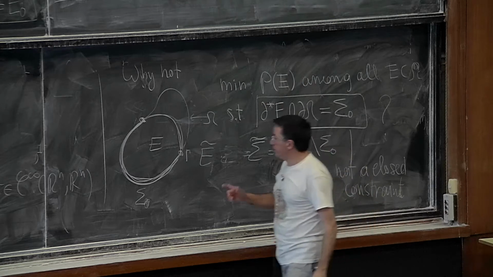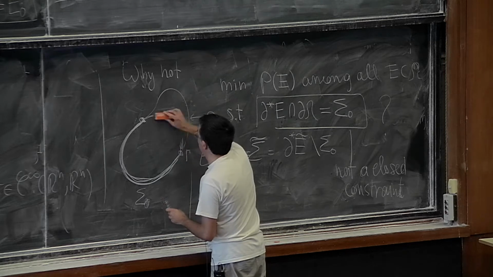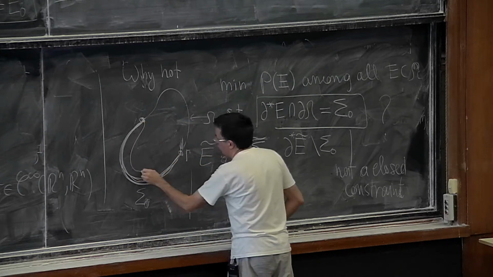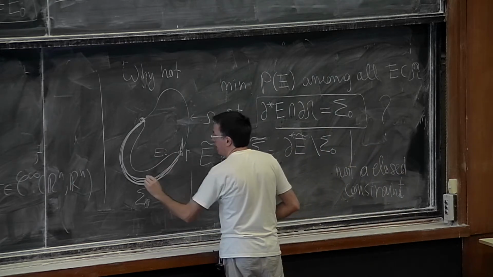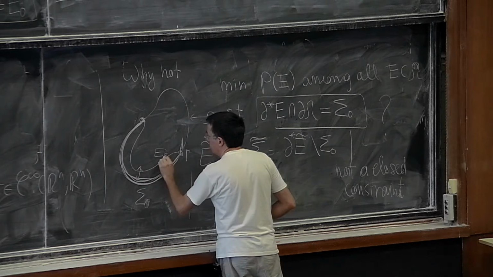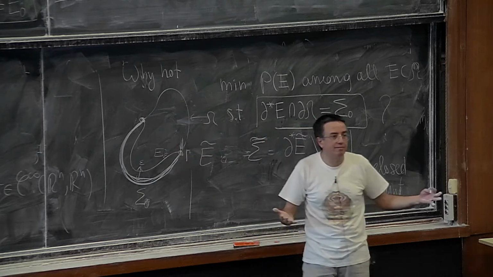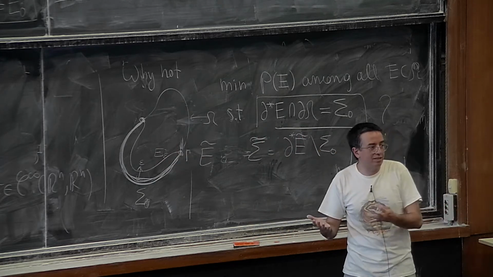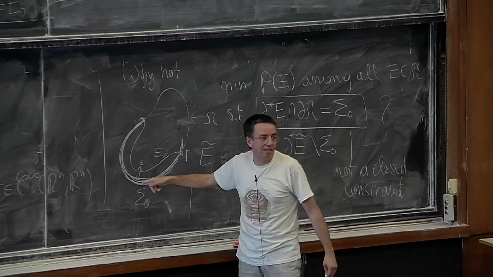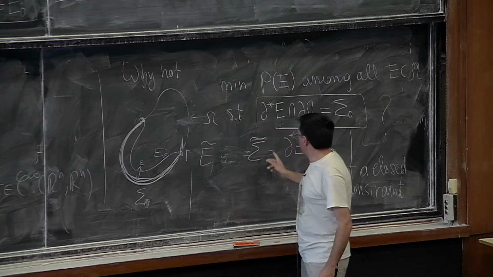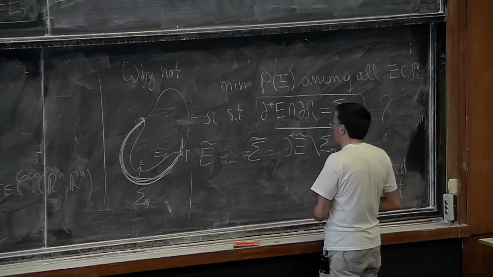And the reason why it's not closed is this picture: you can have a sequence of sets of finite perimeter, like this one, a sequence of sets E epsilon, where the thickness is epsilon. As epsilon goes to 0, the limit of the sets will be the empty set. So all the sets you start with have the right trace on the boundary, but the limit doesn't. All the sets you start with satisfy this constraint, but the limit set doesn't. You don't have compactness, okay?